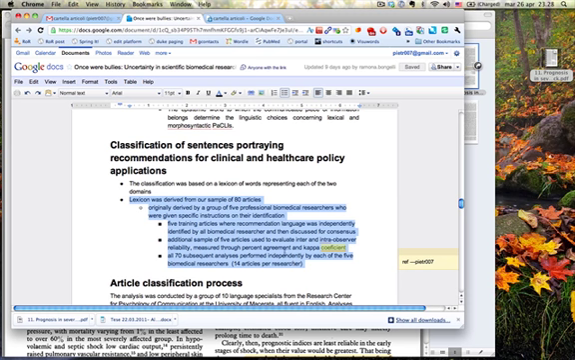So this classification is not about PACLIS. This is something completely different. Later on, the idea is to use this classification in terms of clinical or healthcare policy recommendations to see whether there's an association with PACLIS. But this specific classification is not about PACLIS.